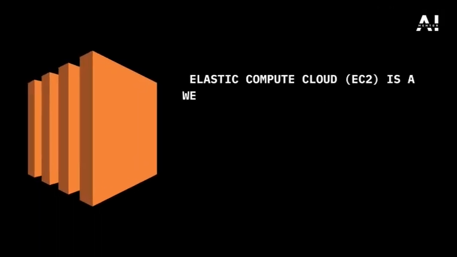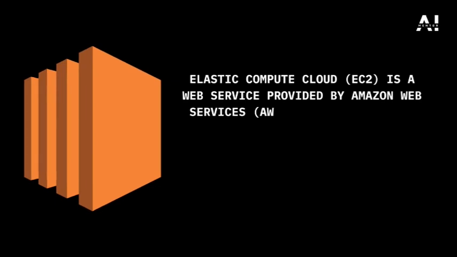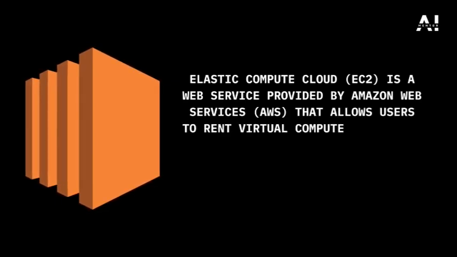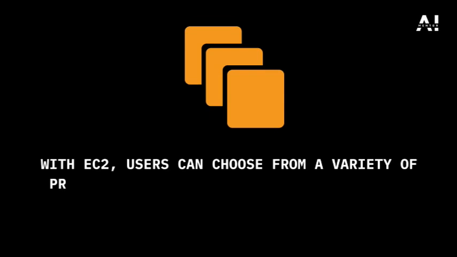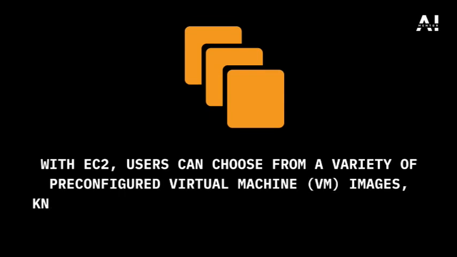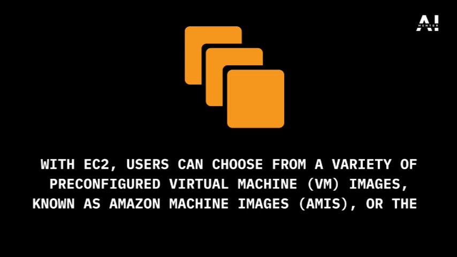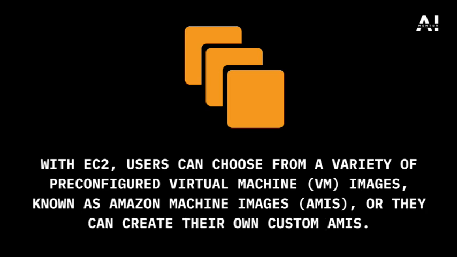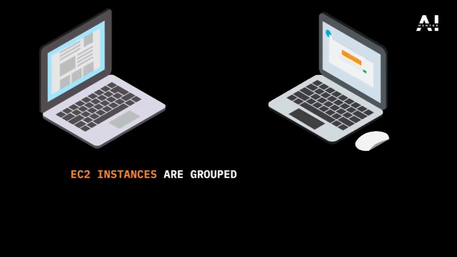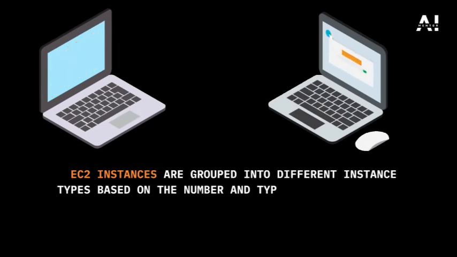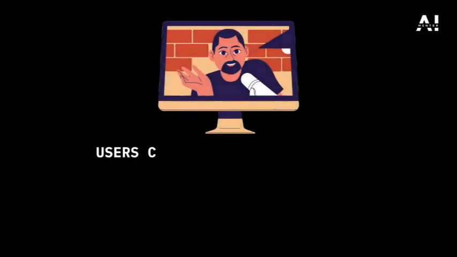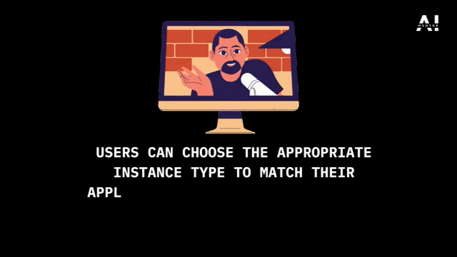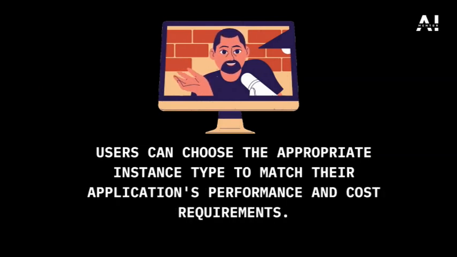Elastic Compute Cloud (EC2) is a web service provided by Amazon Web Services (AWS) that allows users to rent virtual computers on which to run their own computer applications. With EC2, users can choose from a variety of pre-configured virtual machine (VM) images, known as Amazon Machine Images (AMIs), or they can create their own custom AMIs. EC2 instances are grouped into different instance types based on the number and type of CPUs, amount of memory, and other hardware characteristics. Users can choose the appropriate instance type to match their application's performance and cost requirements.